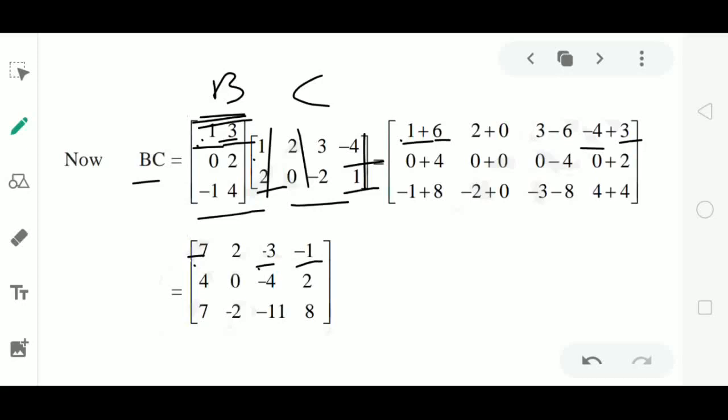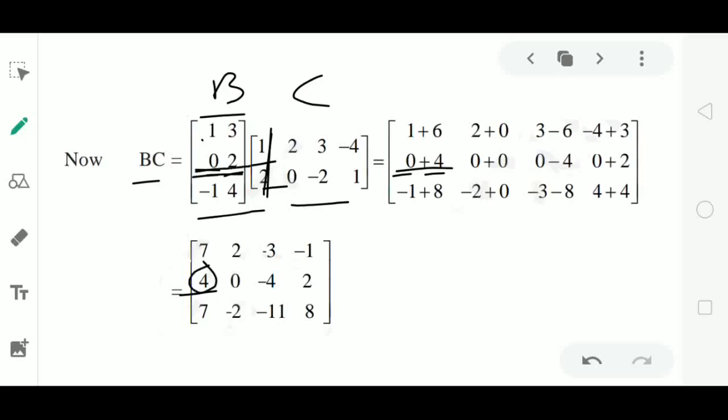We have multiplied the first row of B with all columns of C. Next we consider the second row of B. Second row of B, first column of C. 0 into 1 is 0, 2 into 2 is 4, 0 plus 4 is 4. Here this result 4 is obtained by multiplying the second row of B with the first column of C. So this element lies in the position of second row, first column of BC.